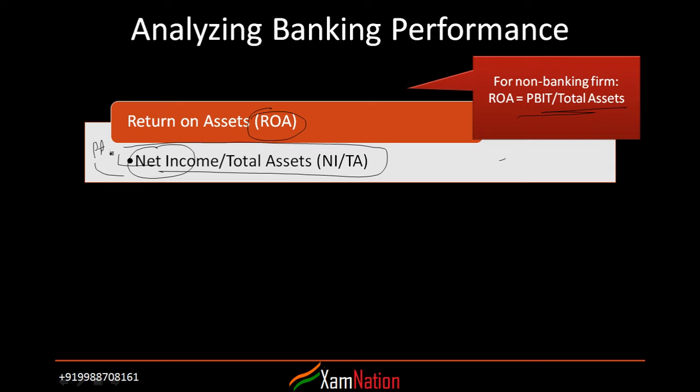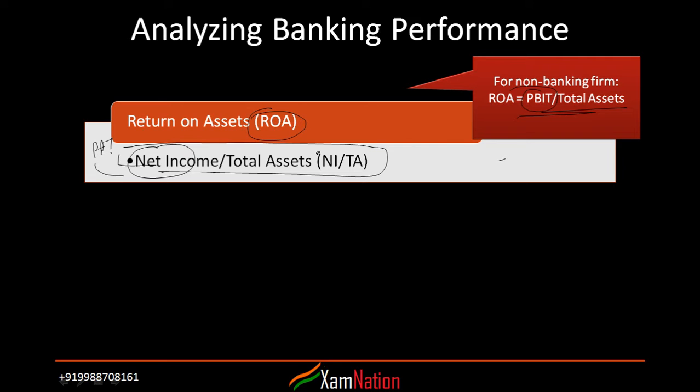So when you are talking about a bank's ROA, it will take the PAT, the net income, into the picture. Net income is nothing but the same as PAT. Whereas for a non-banking firm, we will take the PBIT into account. So this is one difference between the analysis of a bank and a non-banking firm.